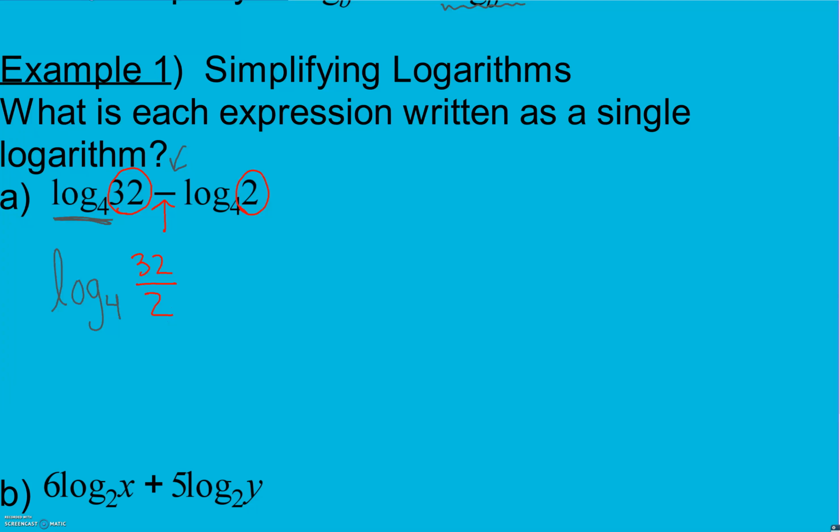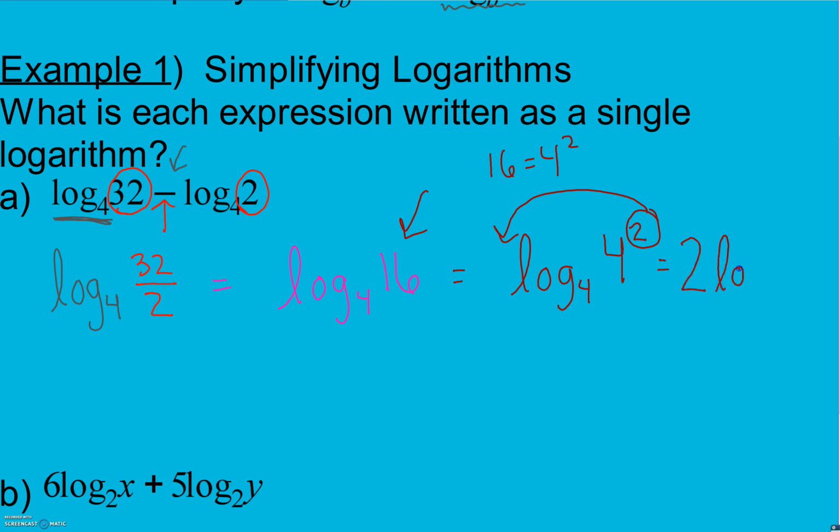Simplify that. We get log base 4 of 16. We're not done though. We never want to have any value here that can be simplified using exponents. So if we rewrite that, it's log base 4, 16 equals 4 squared. So instead of writing 16, I'm going to write 4 squared. The nice thing about that is if we use our power property there, we can swing that 2 to the front. 2 times log base 4 of 4.